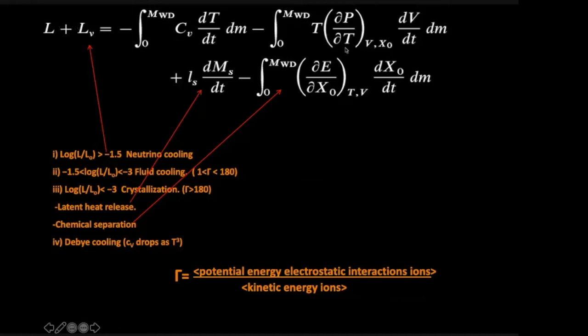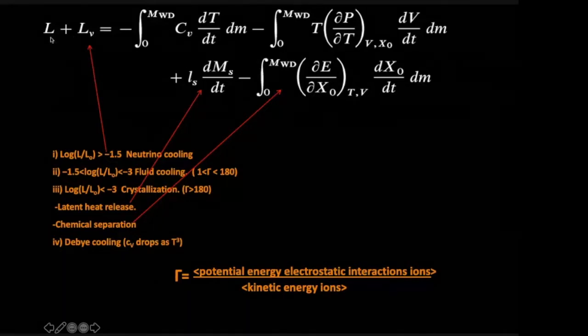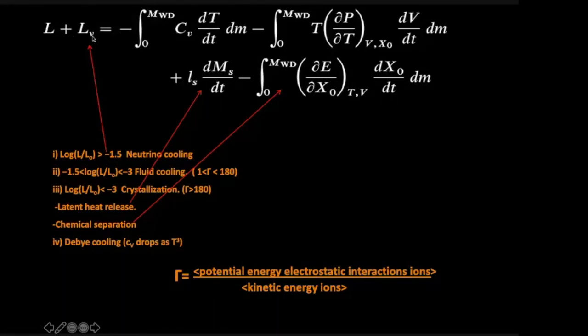This formula gives you the relationship between the luminosity and the energy sources of the white dwarf. This is the photoluminosity. This is the neutrino luminosity. When the white dwarfs are very hot and bright, down to luminosities of the order of log L over solar luminosity minus 1.5, there's a lot of neutrino emission.